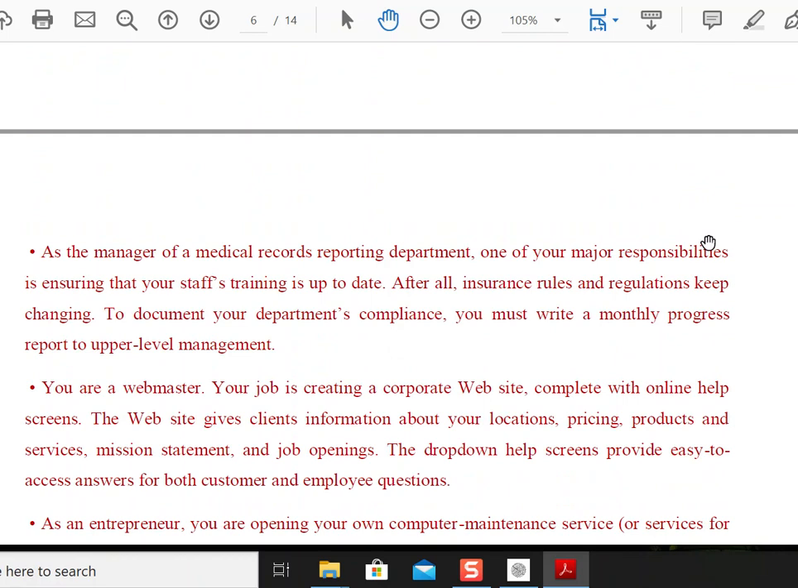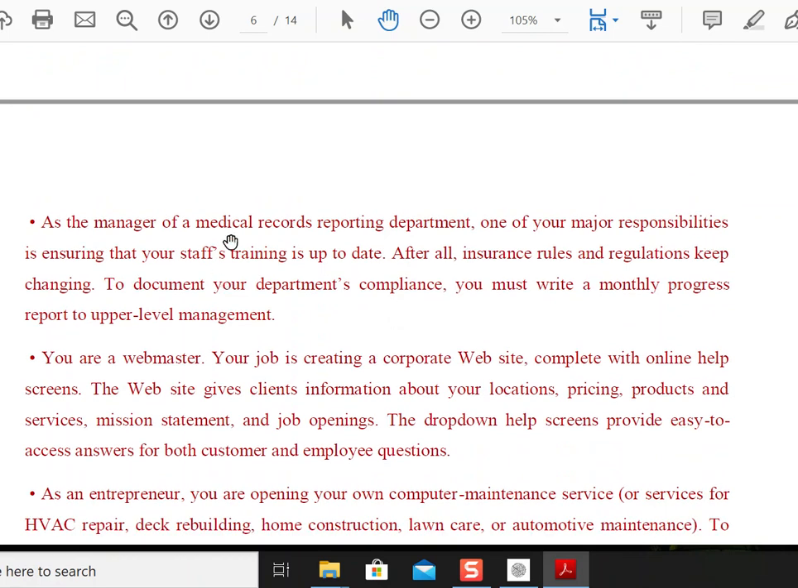Here is another scenario. As the manager of a medical record reporting department, one of your major responsibilities is ensuring that your staff training is up to date. After all, insurance rules and regulations keep changing. To document your department's compliance, you must write a monthly progress report to upper level management.